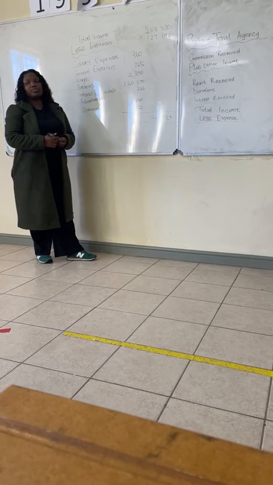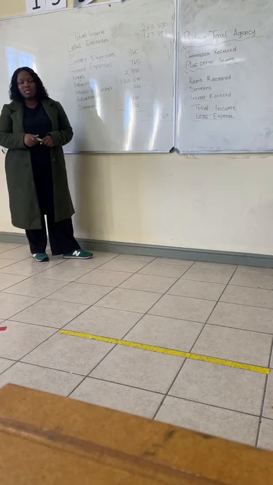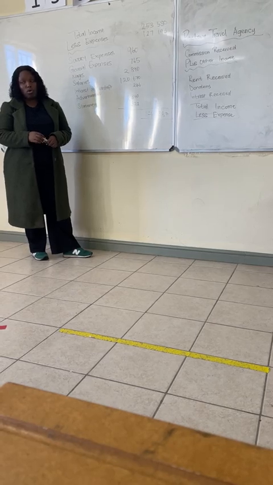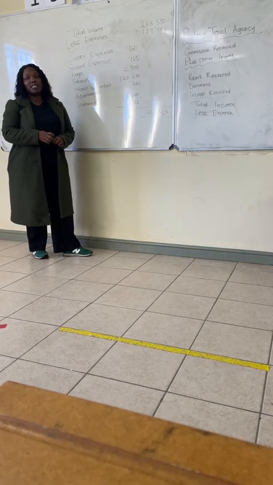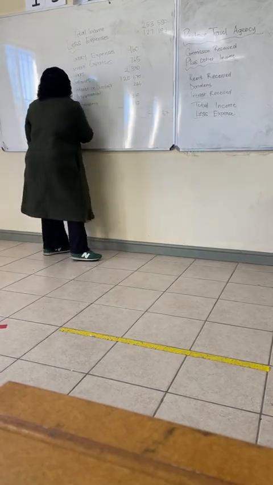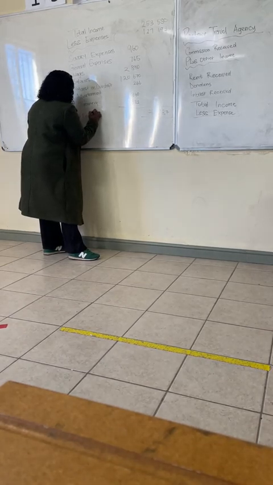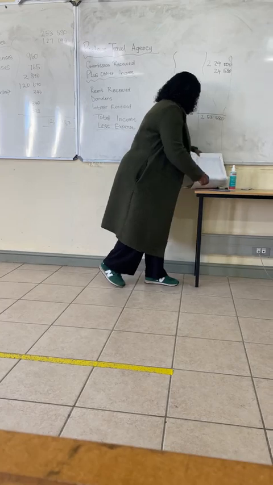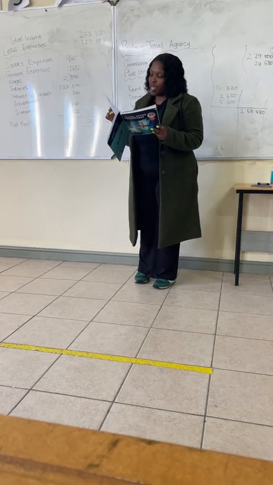Which one is more? Is income more than expenses, or expenses more than income? Income is more. Then what are we calling this? What do we call this? The amount? Profit. Okay. So it is net profit. Do we all understand? Yes. Are we going to be able to do an activity? Yes. Okay. So you can do page 162.